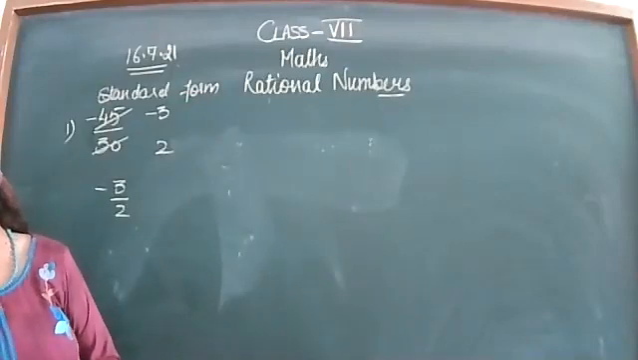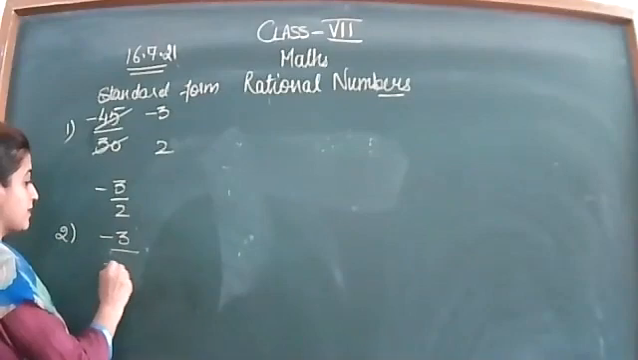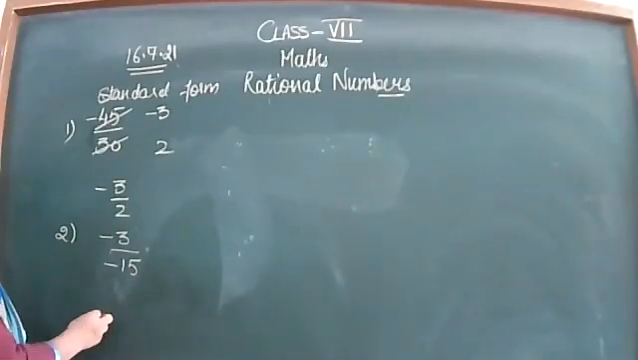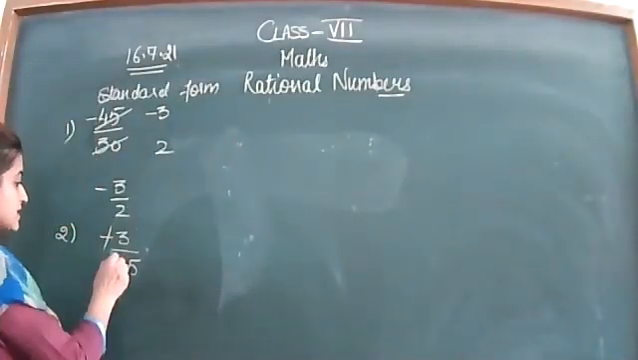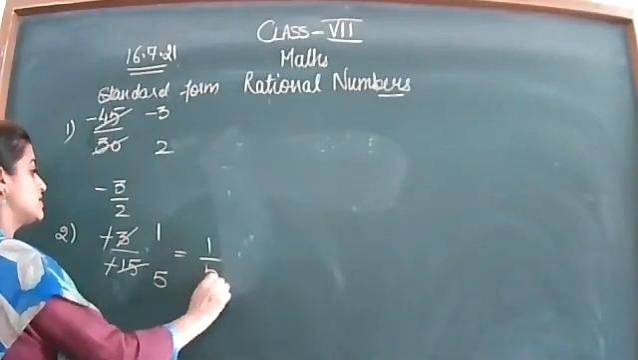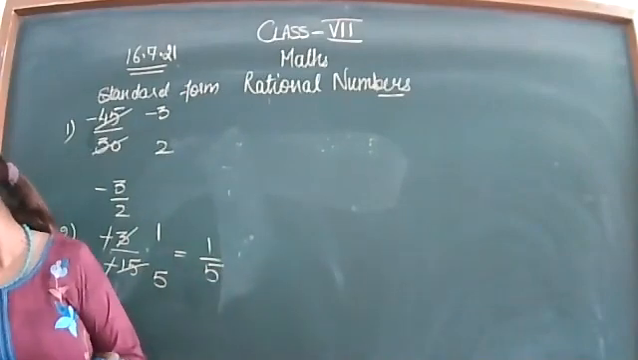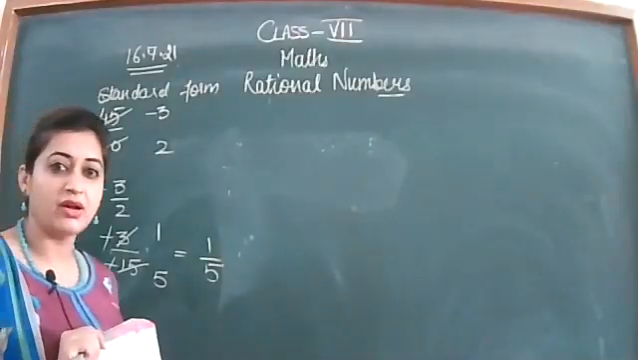Next is minus 3 by minus 15. Firstly you will cancel out the minus. Minus will cancel out. 3 1s are 3, 3 5s are 15. So your answer is 1 by 5. Is it okay? Is it clear, beta?